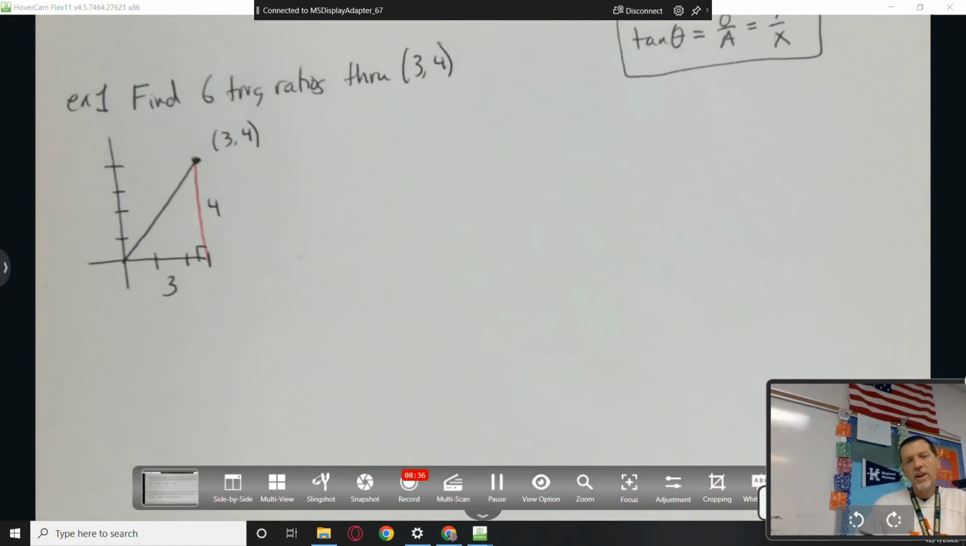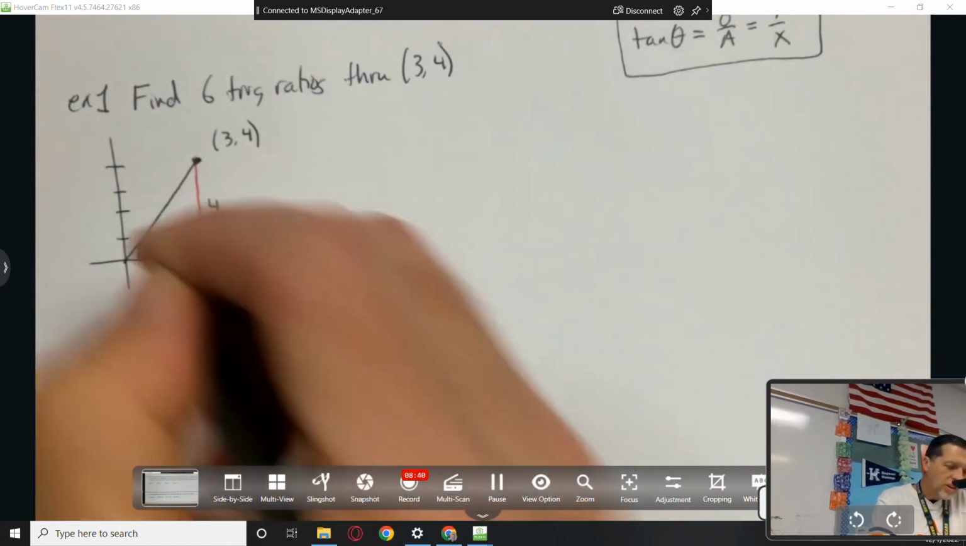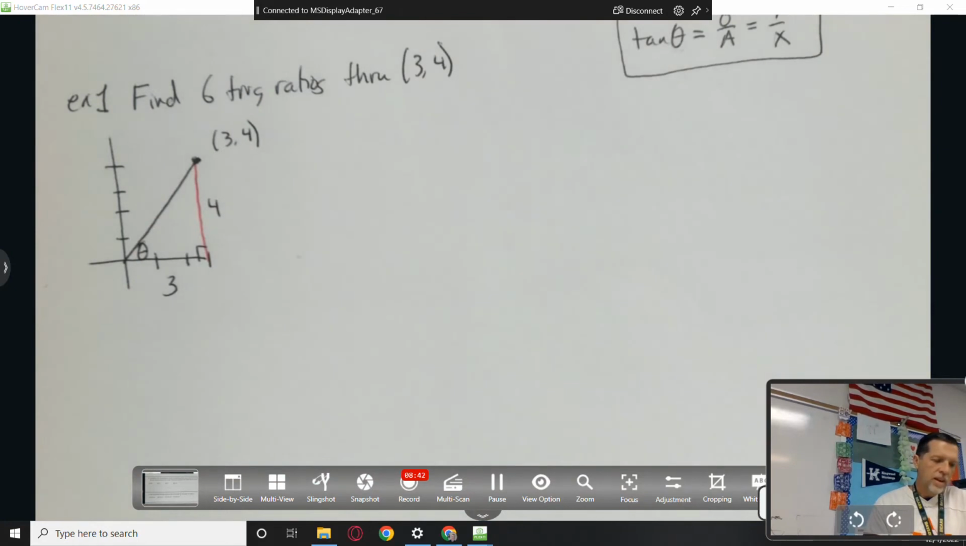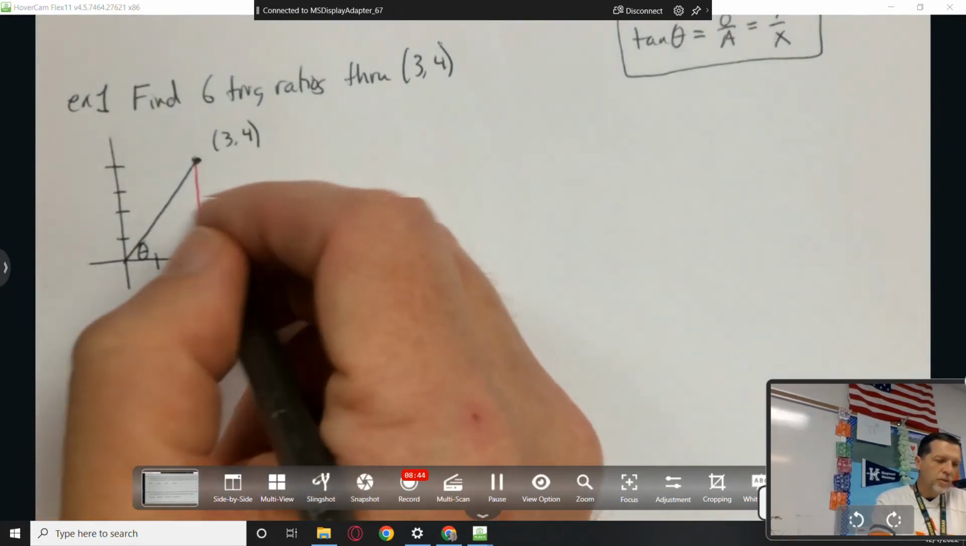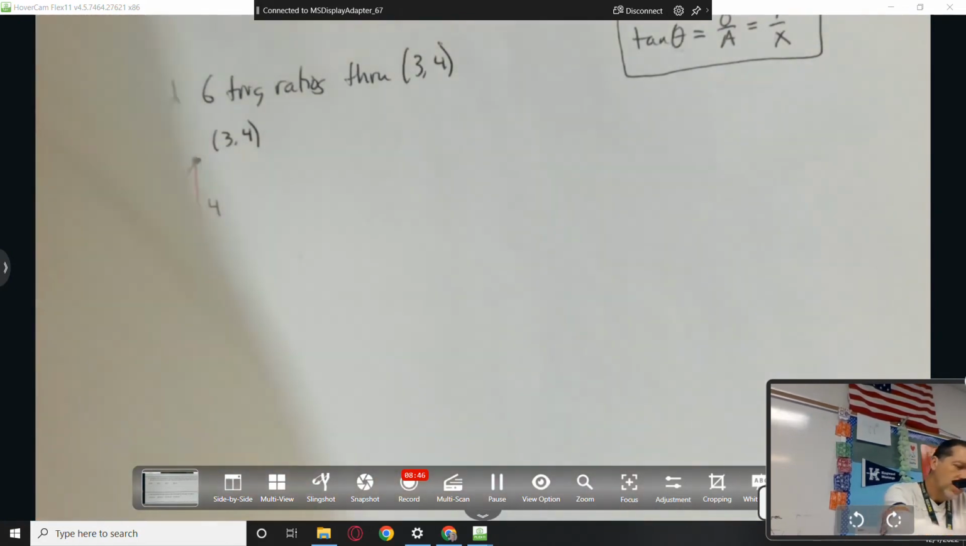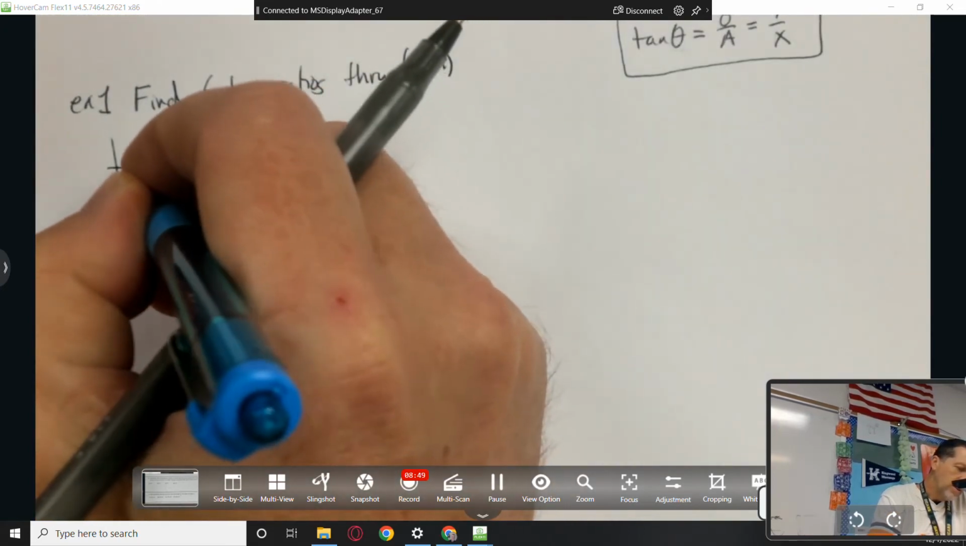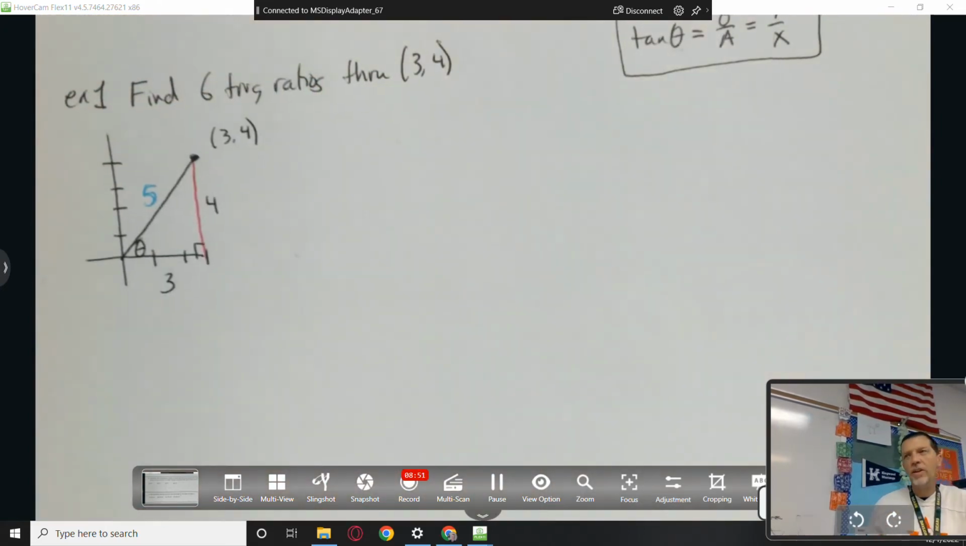So now we made a triangle. Theta is always at the origin. And you can do a squared plus b squared equals c squared if you need to. But hopefully people recognize that's a 3, 4, 5.